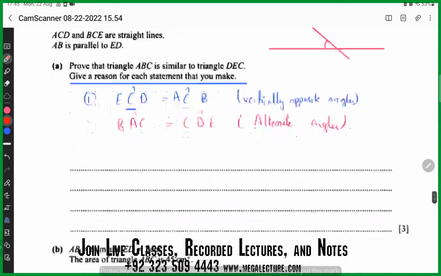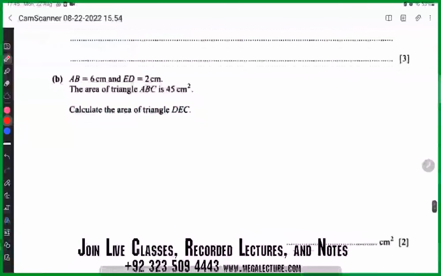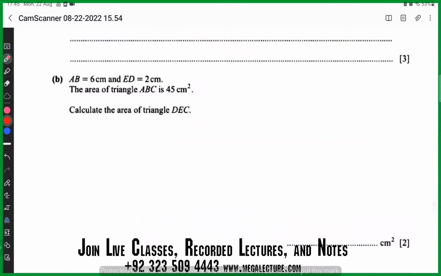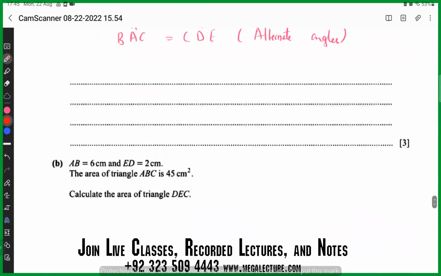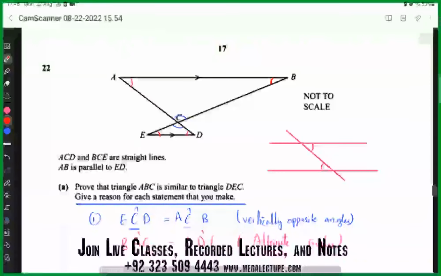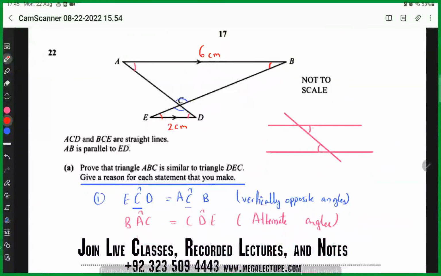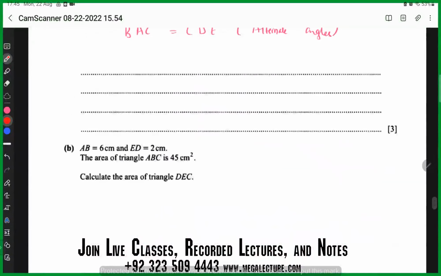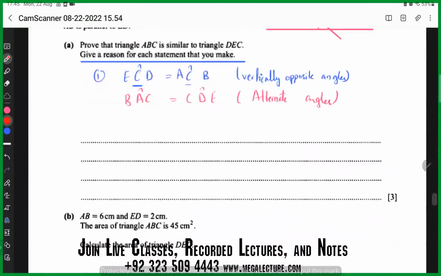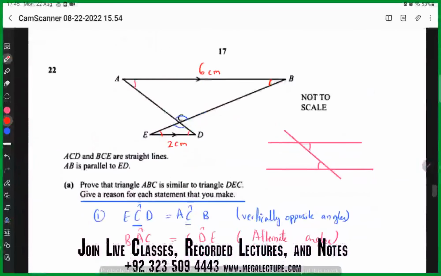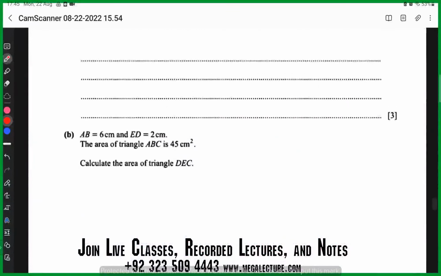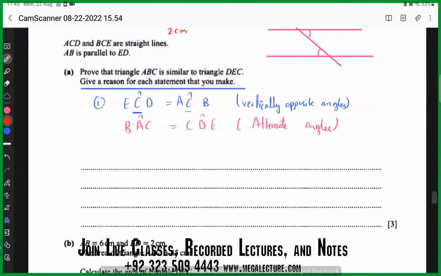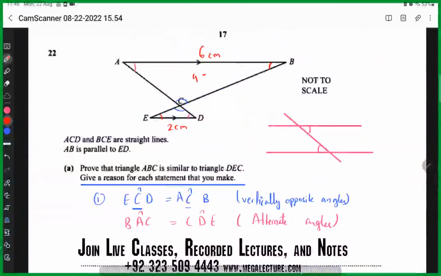Okay. Acha. It says AB is 6 centimeters and ED is 2 centimeters. The area of ABC is 45 centimeters squared. Calculate the area of the triangle DEC. The area of this triangle is 45 centimeters squared, and you need to calculate the area of this triangle.